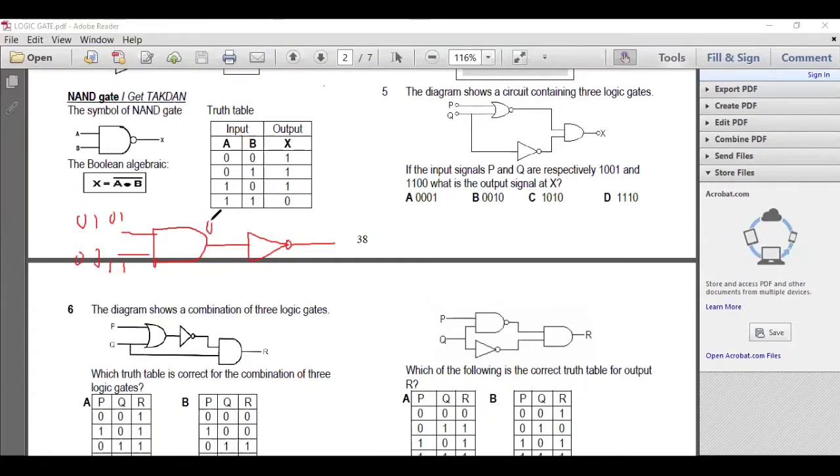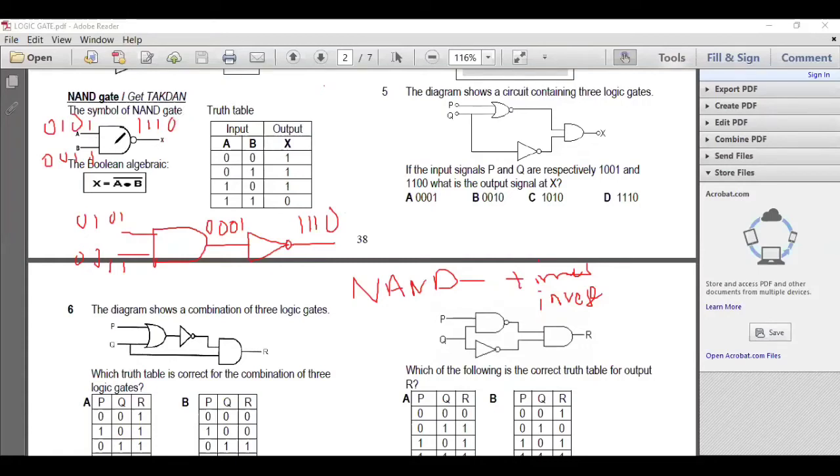So 0 times 0 is 0, 1 times 0 is 0, 0 times 1 is 0, 1 times 1 is 1. When you pass it to the NOT gate, it inverses to become 1, 1, 1, 0. So in the NAND gate, we multiply and then follow with inverse. 0 times 0 is 0, inverse becomes 1. 1 times 0 is 0, inverse becomes 1. 0 times 1 is 0, inverse becomes 1. 1 times 1 is 1, inverse becomes 0.